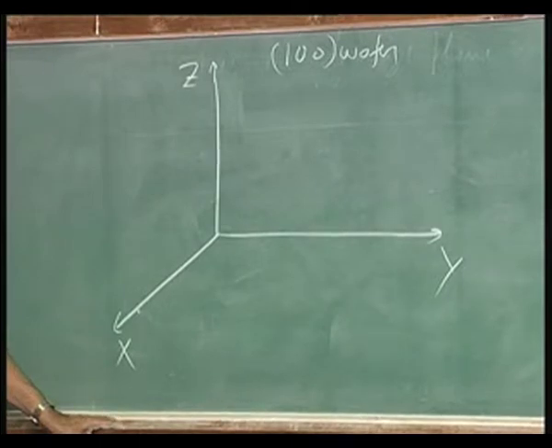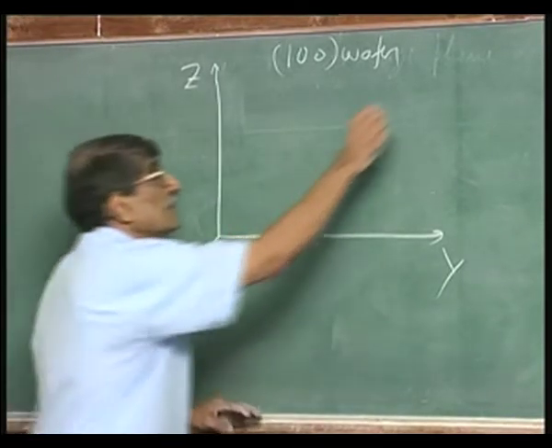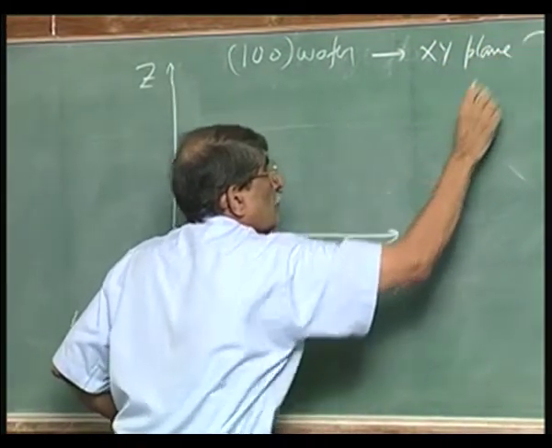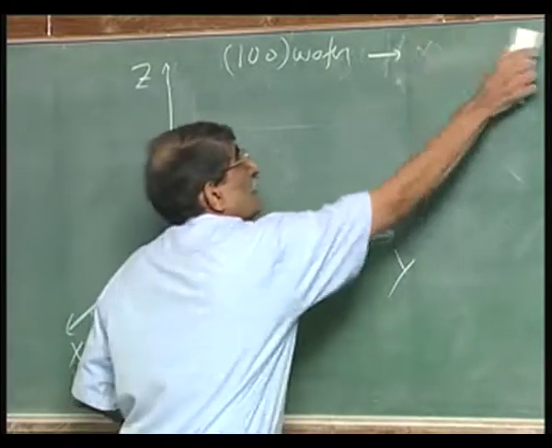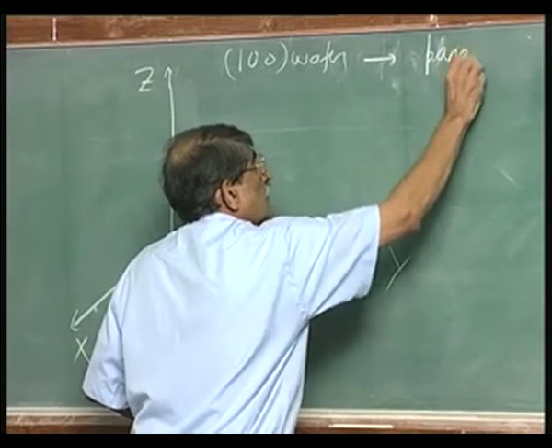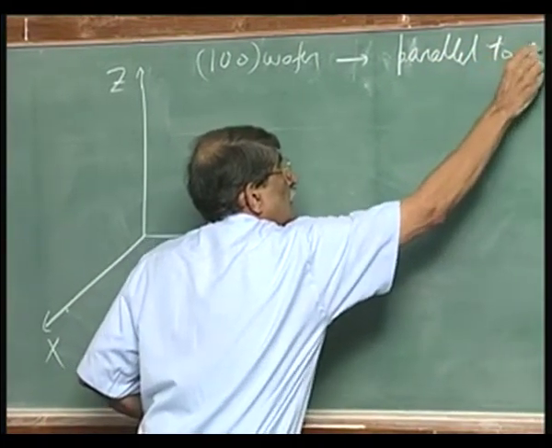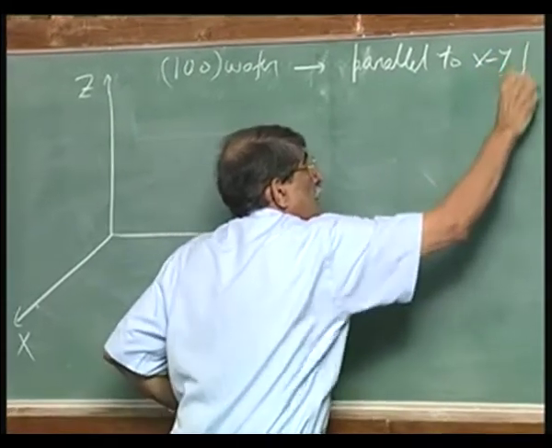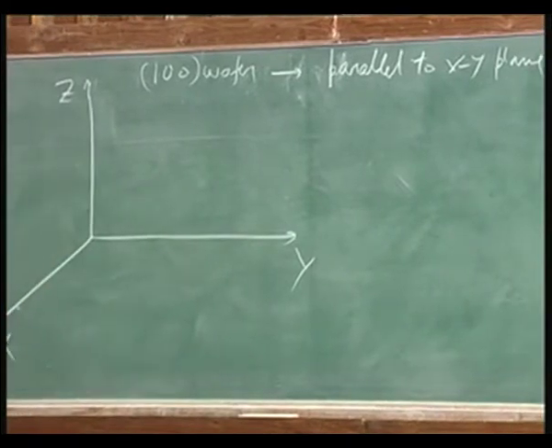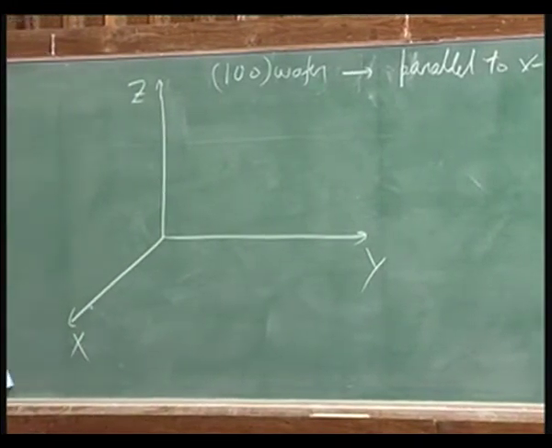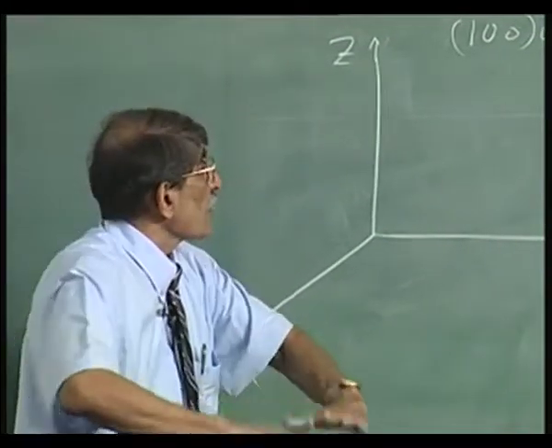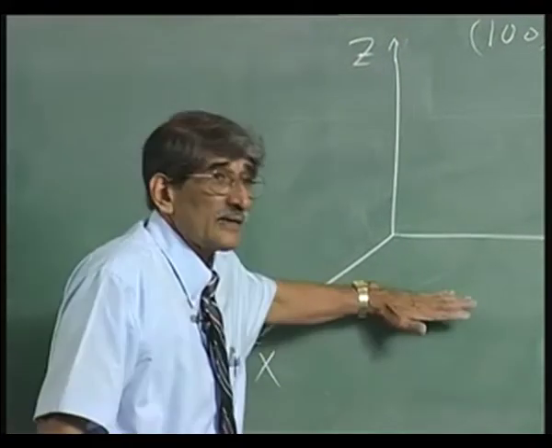Okay. What is the wafer plane? It is the XY plane, or parallel to the xy plane. Or strictly speaking, you will say it is parallel to any one of those: xy, yz or zx. Now, if I take the 1 0 0 wafer, the surface is parallel to this.